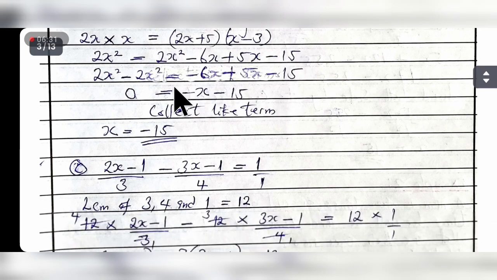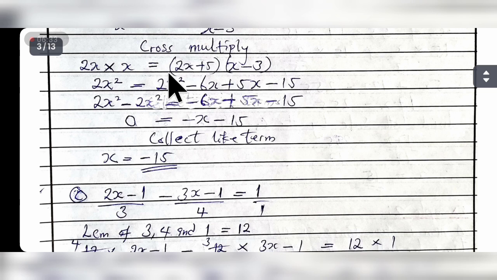Then from here, you discover that you can actually rearrange. 2x squared is what we bring down here. Of course, you have another 2x squared on the right hand side. If you take it to the left hand side, it changes to minus 2x squared, equals minus 6x plus 5x and then minus 15. So 2x squared minus 2x squared becomes 0, which is equal to minus 6x plus 5x, which gives you minus x. Then minus 15 is what we bring down.